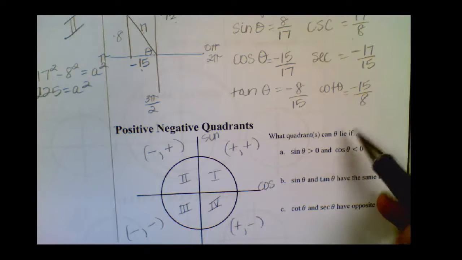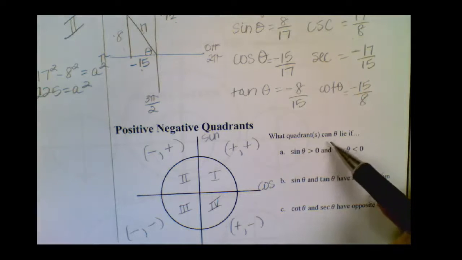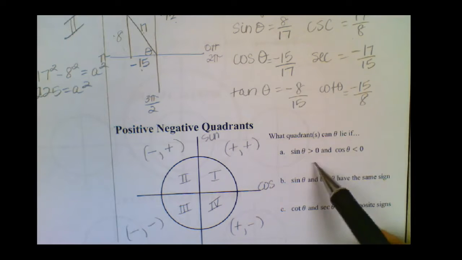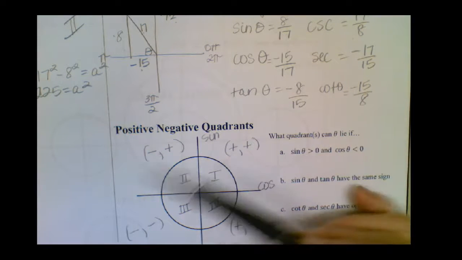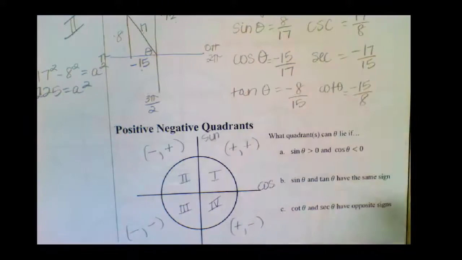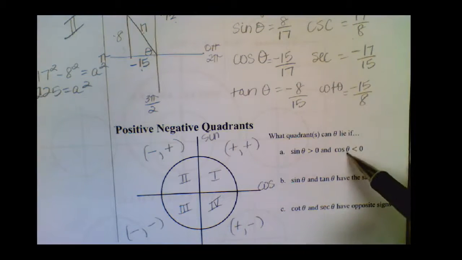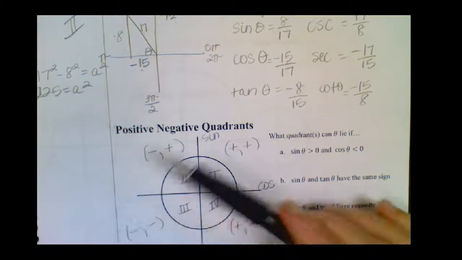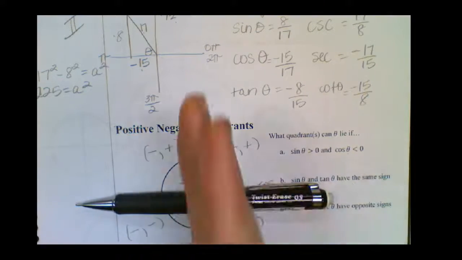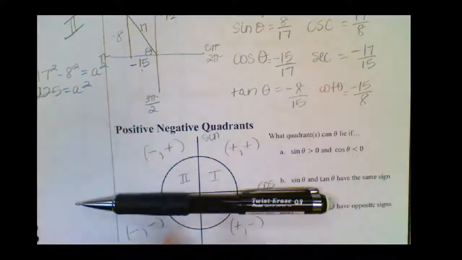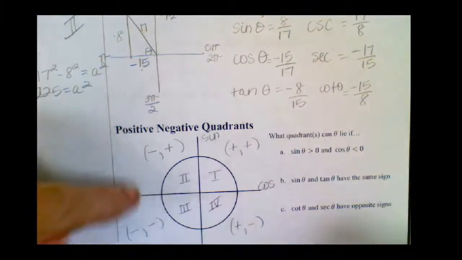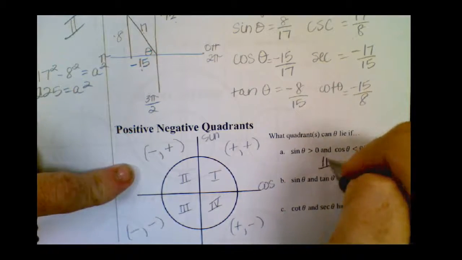So let's see if we can figure these questions out. What quadrants can theta lie in if sine is greater than 0, which means I'm up above, on the top half, and cosine is less than 0? So think about where that's at. I'm positive in my sine, but I'm negative in my cosine. So I'm going to be there at quadrant 2.